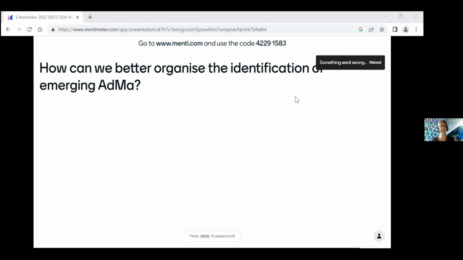Yeah, the second question is a bit difficult. So Agnes already explained that for the strategic approach, the step of identification of emerging advanced materials is still underdeveloped. So do you have any idea how one could organize the identification of emerging advanced materials? Maybe some of you have already some experience on this or know approaches that can be helpful for the WPMN. And it seems that this is quite a difficult question.